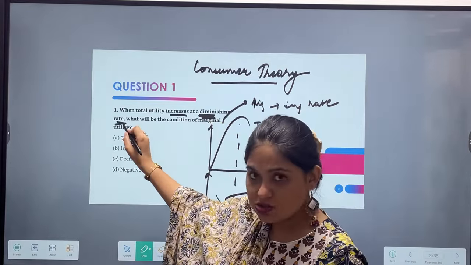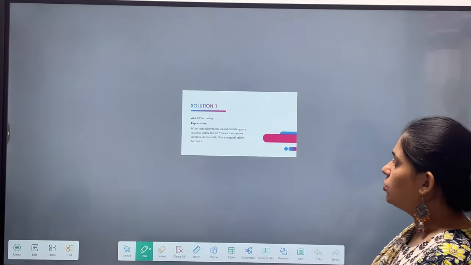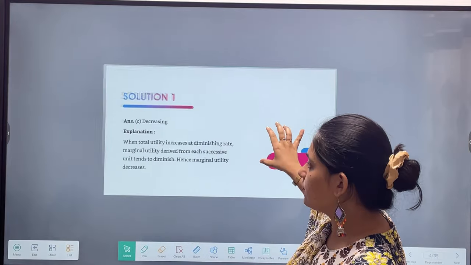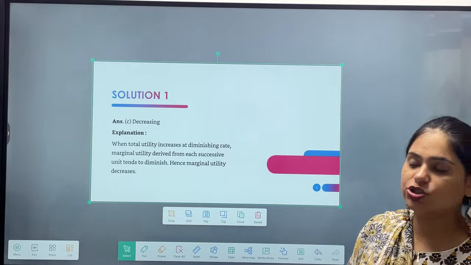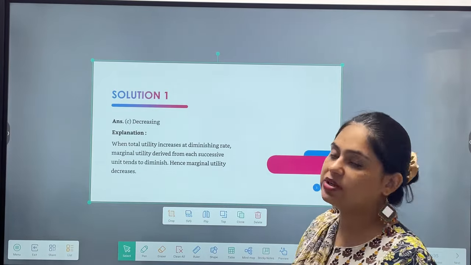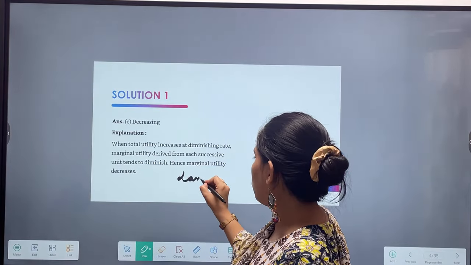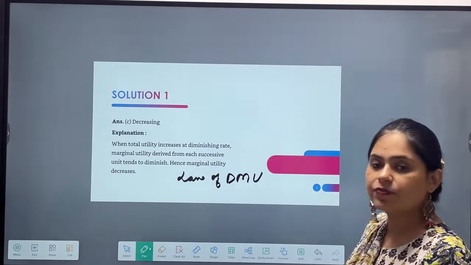So the correct answer to this question, as all of you would have guessed, is C. When total utility increases at a diminishing rate, marginal utility diminishes. But what is this called? This is called the law of diminishing marginal utility, right? Okay, come to the next question.